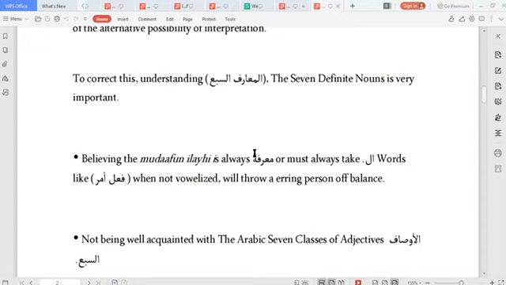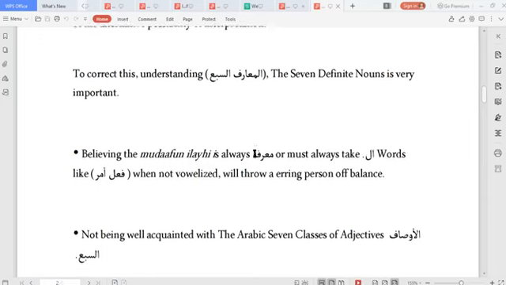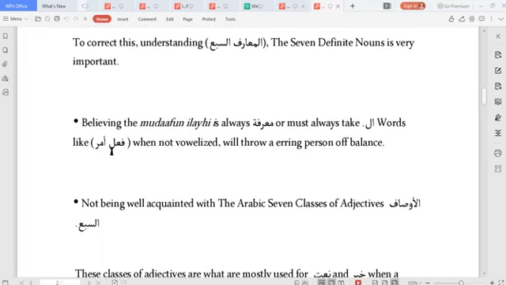Another thing is that something can be mudaf ilayh and not even be ma'rifa, like Kitabu Waladin, the book of a boy. The Waladin there is mudaf ilayh and is not ma'rifa. So we should take notes. An example is a word like Fi'lu Amrin. This Amrin is what? Mudaf ilayh. It's not taking alif and lam. It's not ma'rifa. So we said that when a word like this is not vowelized, we throw an erring person off balance.